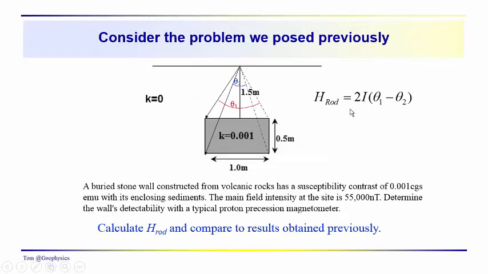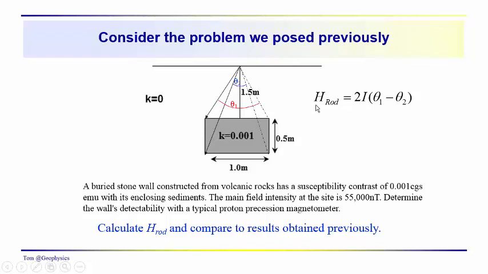So if we think of this, theta 1 and theta 2 are fairly small, then we could think of this as a rod. And so what I'd like for you to do is to consider this problem. We've already worked it two different ways. We worked one assuming that we could represent this wall by a horizontal cylinder. We also assumed that we could approximate it using a sphere. It doesn't seem reasonable. I mean, it just gives us a small anomaly. Remember, we got 5.4 nanoteslas for the sphere. We got about 18 nanoteslas for the horizontal cylinder.